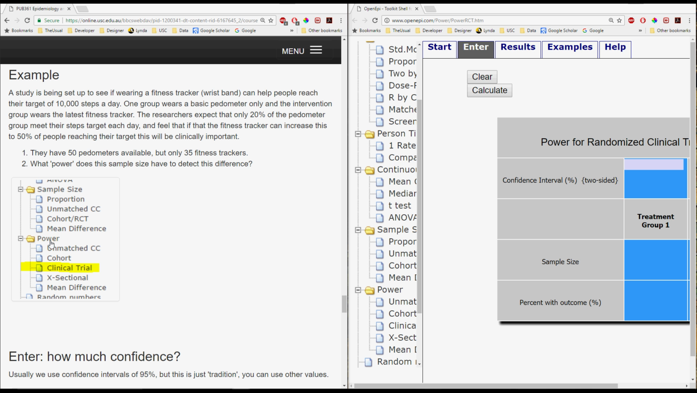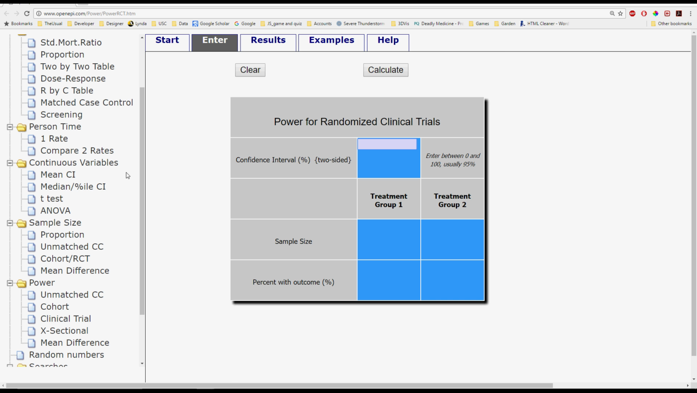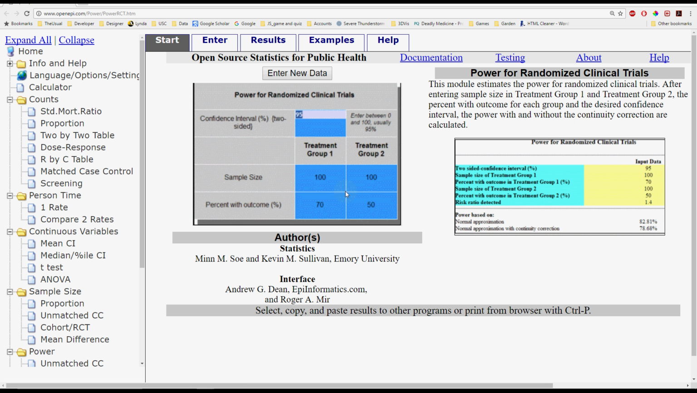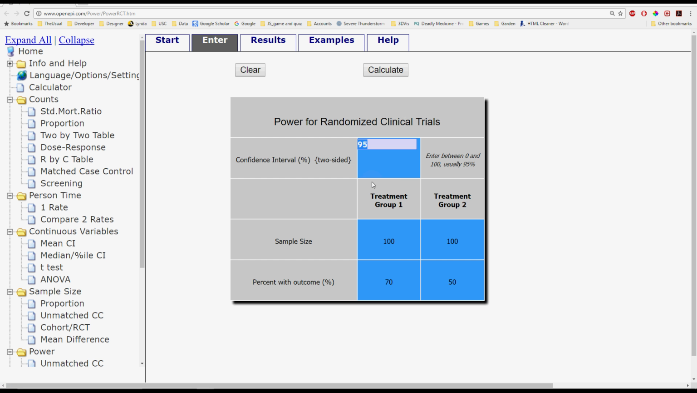So we're going to go to Open Epi and go to Power Clinical Trial. Now you can do it the other way, put in your power and determine the sample size. I find that this tends to confuse students just a little bit because there's more information to put in. So we're going to stick with this version. If you want to look up the other version, that's fine. So in Open Epi, we're under Power Clinical Trial, and then you'll just need to click on the Enter to get the dialog to open up.